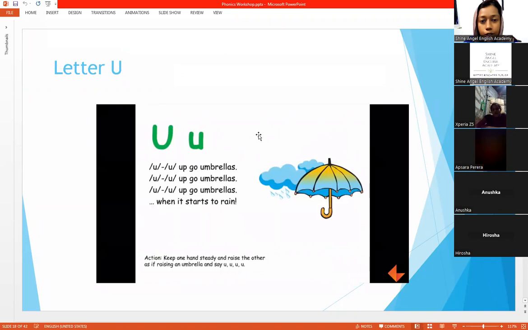So here it is letter U. The sound of letter U is uh. So it's like you're opening the umbrella. Up goes umbrella. Up goes umbrellas when it starts to rain.